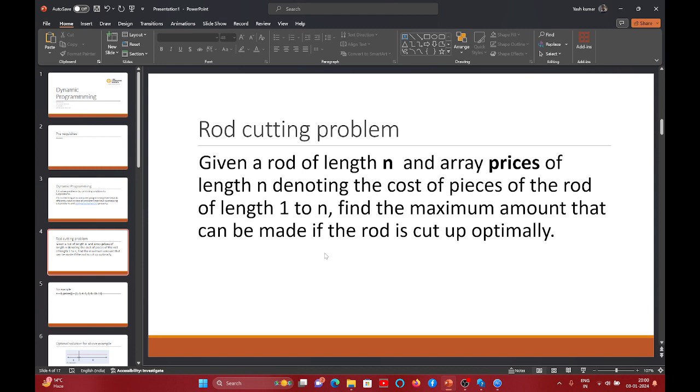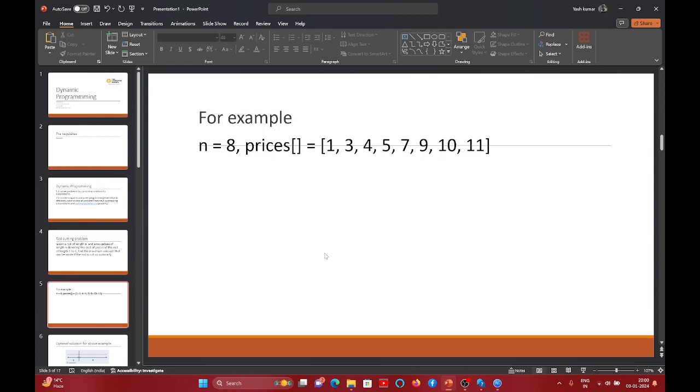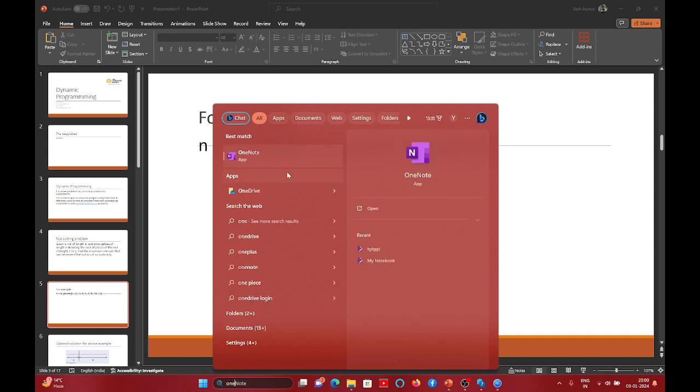We are given a rod of length n and an array of prices of length n, denoting the cost of pieces of the rod of length 1 to n. Find the maximum amount that can be made if the rod is cut up optimally. So this is our problem in hand. Let's look into one example. Say n is equal to 8 and our prices are 1, 3, 4, 5, 7, 9, 10, 11.